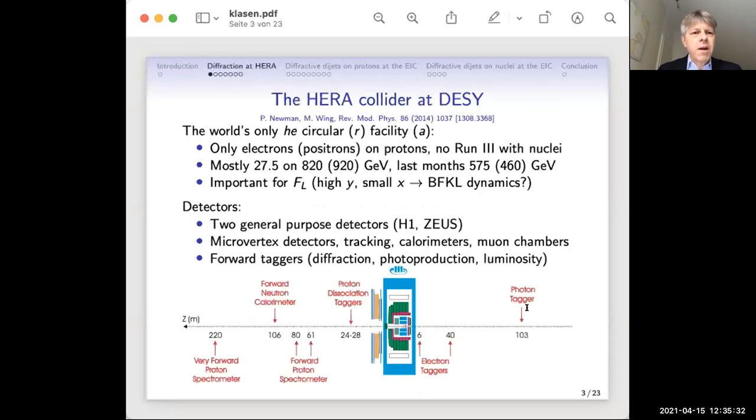So the HERA collider, here is a brief sketch of the H1 environment, had very good instrumentation for these diffractive processes, in particular forward spectrometers that could identify intact protons. And there were also specific taggers for photoproduction.